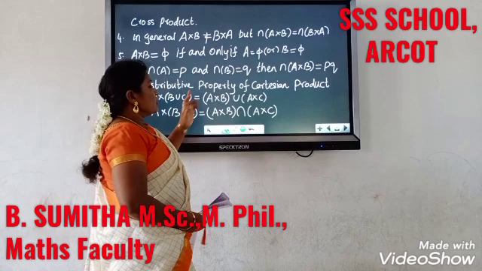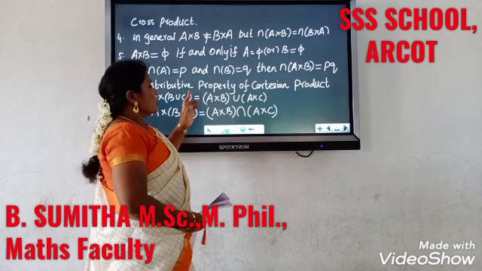That is, the number of ordered pairs in A cross B is equal to 6 elements, and the number of ordered pairs in B cross A is equal to 6 elements. Therefore, we are getting n of A cross B equal to 6 and n of B cross A equal to 6. And n of A times n of B is equal to, the value of n of A is 3 and the value of n of B is 2. Therefore, 3 into 2 equal to 6. And n of B times n of A equal to, the value of n of B is 2 and n of A is 3, which is equal to 6.